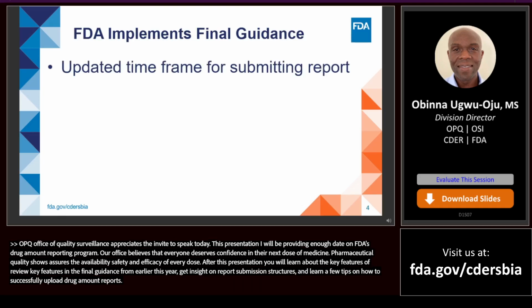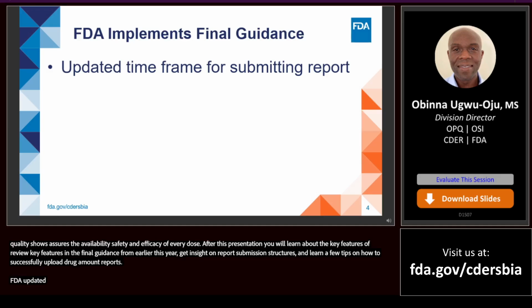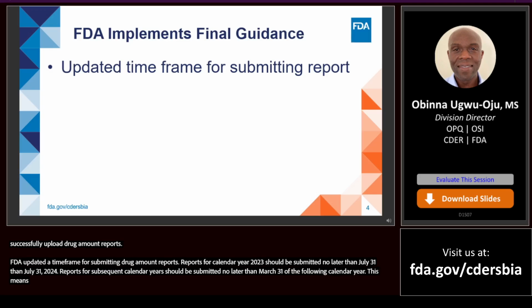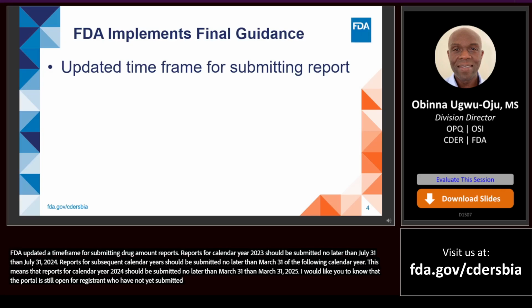FDA updated the time frame for submitting drug amount reports. Reports for calendar year 2023 should be submitted no later than July 31, 2024. Reports for subsequent calendar years should be submitted no later than March 31 of the following calendar year. This means that reports for calendar year 2024 should be submitted no later than March 31, 2025. I would like to note that the portal is still open for registrants who have not yet submitted their calendar year 2023 reports.